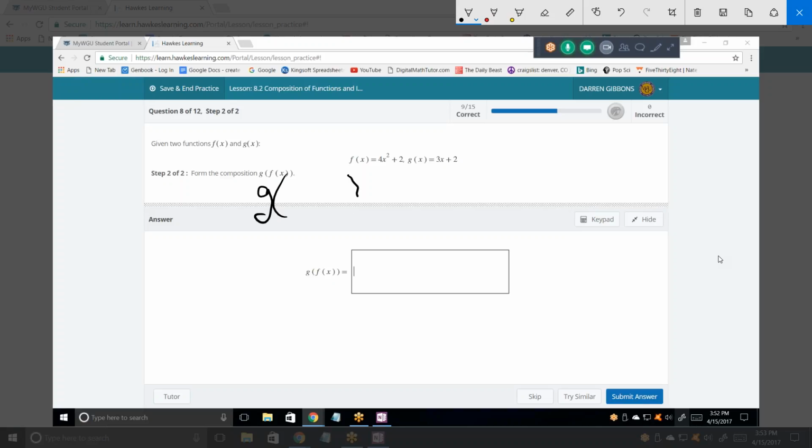What goes in the parentheses? It's not f of x, it's what? g of x. No, it's what f of x is equal to. Oh, okay. 4x squared plus 2. There you go. That's what I'm trying to get at. That's the first thing you need to write. That's what g of f of x means: it means g of 4x squared plus 2. And now, what's that equal to?